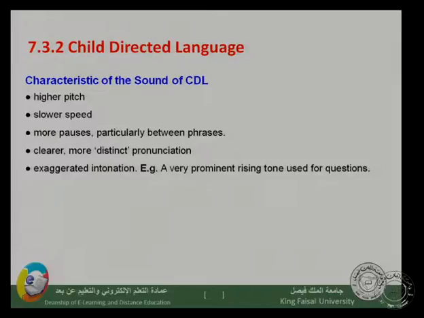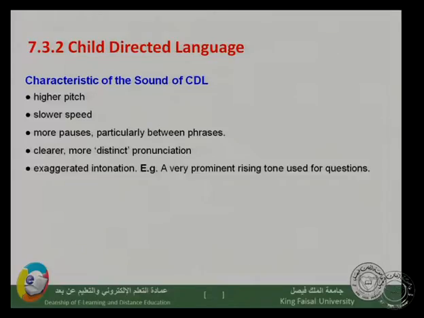Then we move to characteristics of the sound of the CDL. What are the characteristics of our sound when we communicate with little children, or when we use CDL, the child-directed language? Well, of course, we will use a high-pitched sound. The pitch of our sound will be higher than it is when we communicate with adult people. We will be speaking very slowly. It will be slower speed.